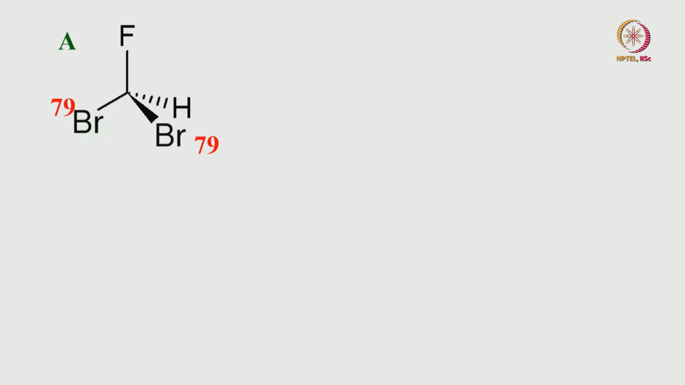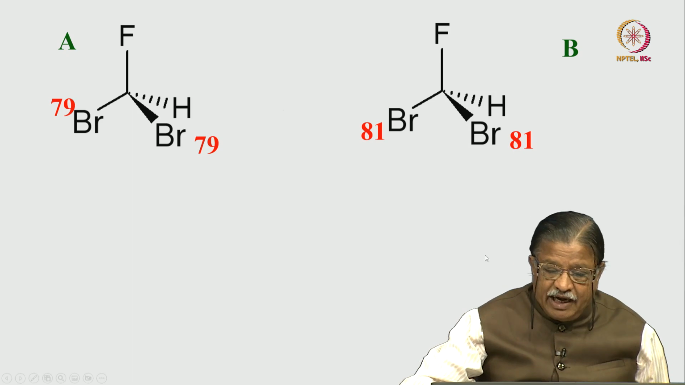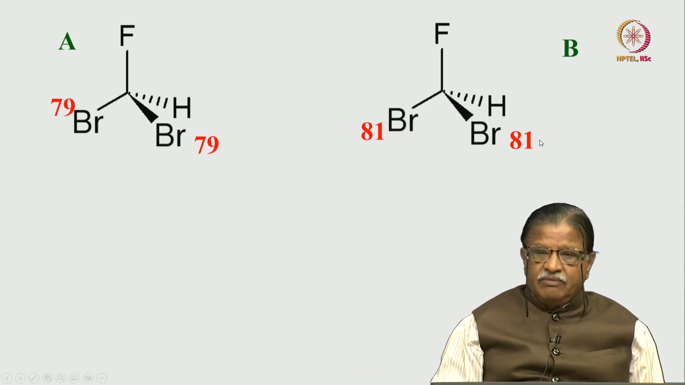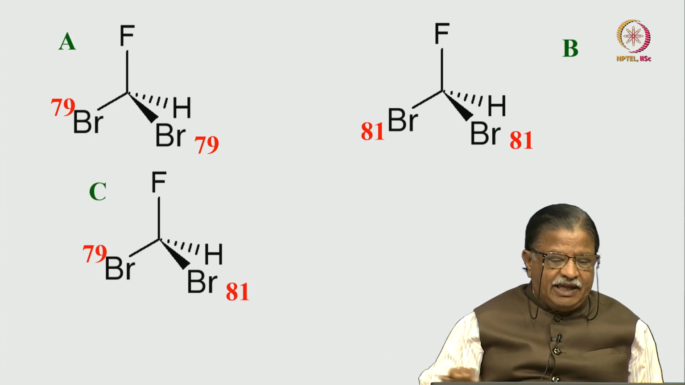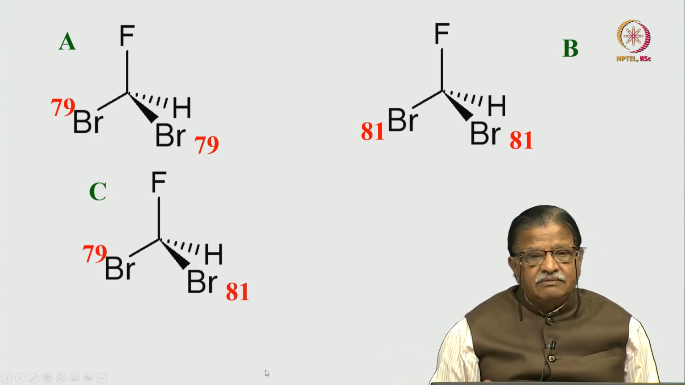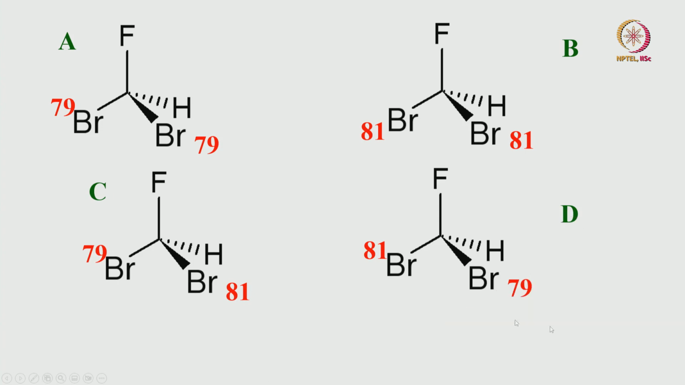Let us see what isotopomers are present in this molecule. One possibility is that both bromines could be 79. There are 2 isotopes, of equal abundance. Another possibility is that both could be 81. Another possibility, this is 79 and this is 81. One more possibility, this is 81 and this is 79. But what is the difference between this and this? You can't make it out. So C and D are equally probable.